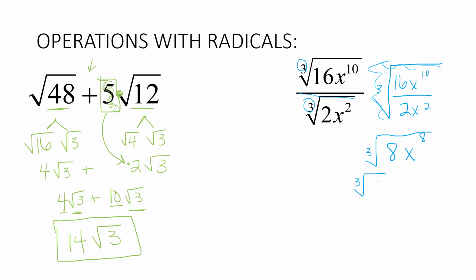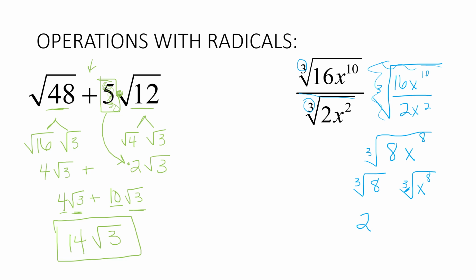So let's give them each their own radical. Cube root of 8, cube root of x to the 8th. The cube root of 8 then is 2. So that one just becomes 2, nothing left under the radical. And if I look at the cube root of x to the 8th, now again we're talking about a jail that only lets pairs of 3 out.